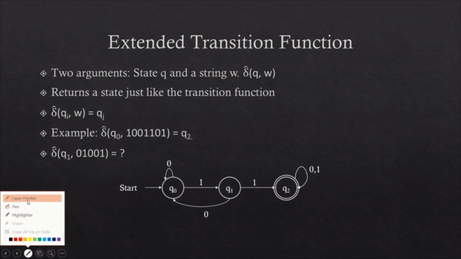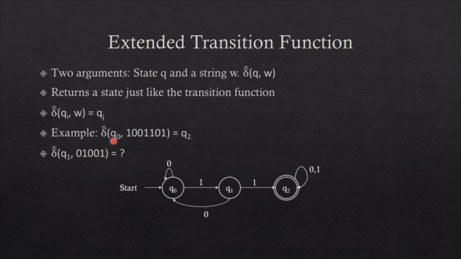Let's take an example. What is the delta hat of Q0 and 1001101? Meaning, if we start from Q0 and we process this string here, where does the DFA end up? That's what we have to figure out. The first argument here is Q0, so that's where we're going to start.